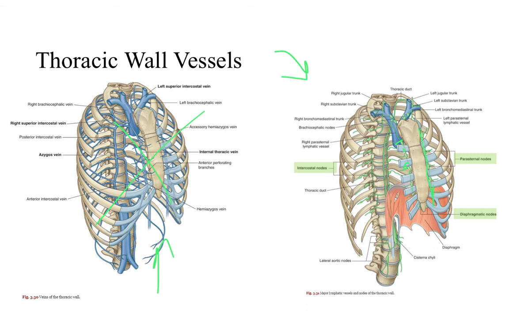These peristernal nodes are involved in the lymphatic drainage of the anterior thoracic wall, and they run along the same pathway as the internal thoracic artery and veins, or the internal mammary arteries. You also have your diaphragmatic nodes, near the diaphragm, which drain the most inferior region. And then your intercostal nodes back here, in between each rib, help drain the excess fluid from the spaces between the ribs.